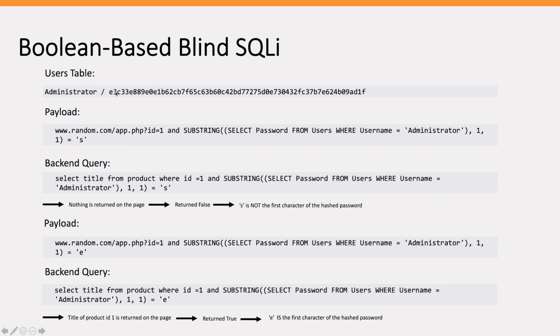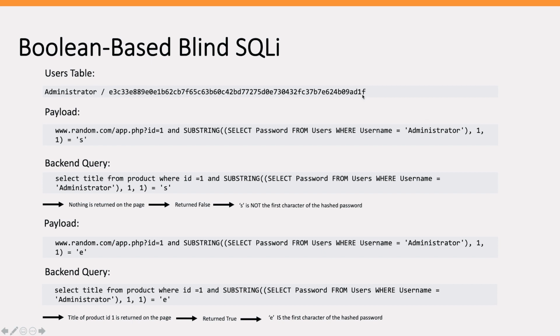And then you loop through the alphanumeric characters until you get another true statement. And then that means you discovered what this character is. And then again, you loop through all the alphanumeric characters until you discover what this character is, and so on, until you output the entire string of the hashed password.